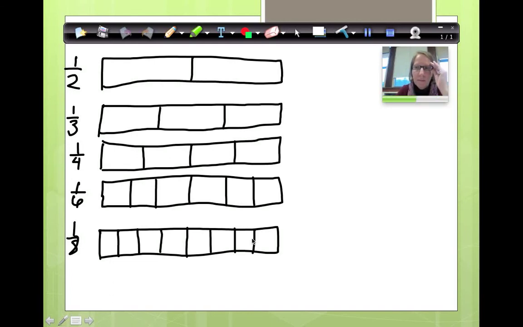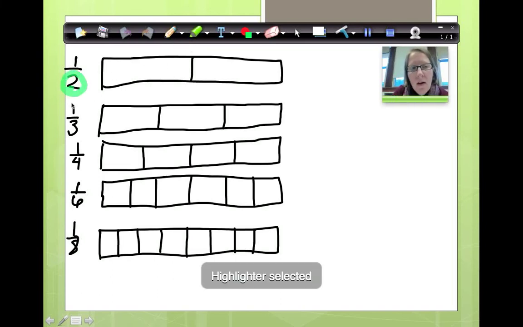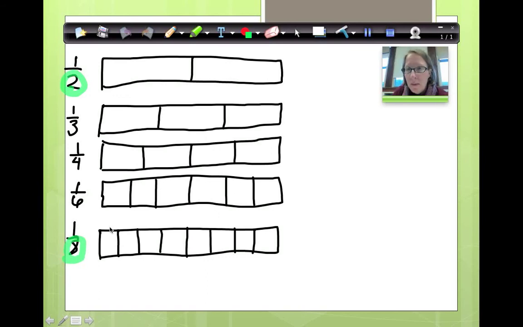Okay. Now that we have that, let's talk about them. So, which unit is the largest? Halves are the largest, right? Which unit is the smallest? Eighths are the smallest. How come the halves with a smaller number have larger pieces than eighths with a larger number? How come the largest number has the smallest pieces?